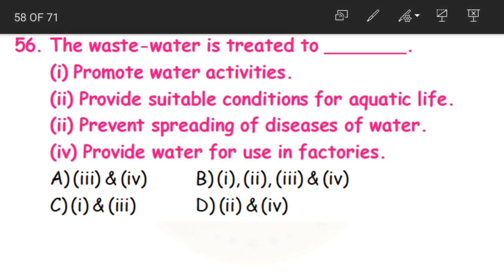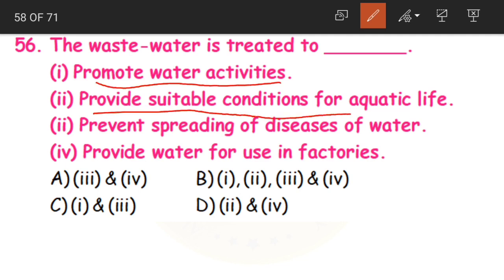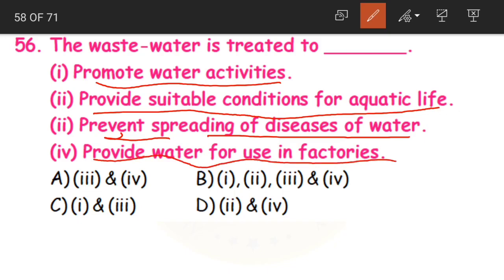And 56th question, the wastewater is treated to. So, how are we going to treat the wastewater? To promote water activities, to provide suitable conditions for aquatic life, to prevent spreading of diseases of water, or to provide water for use in factories. The wastewater is treated for all these purposes, that is 1, 2, 3 and 4.